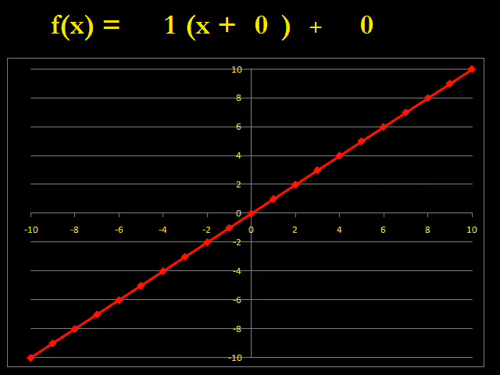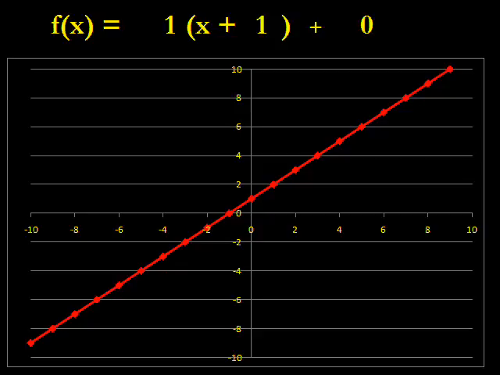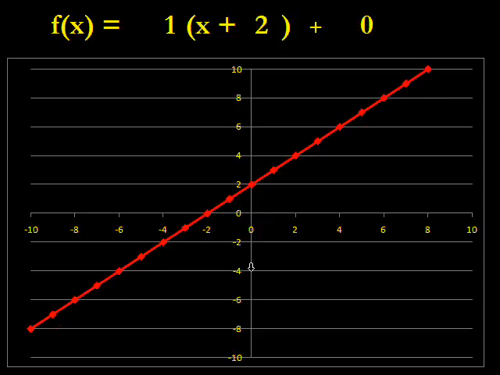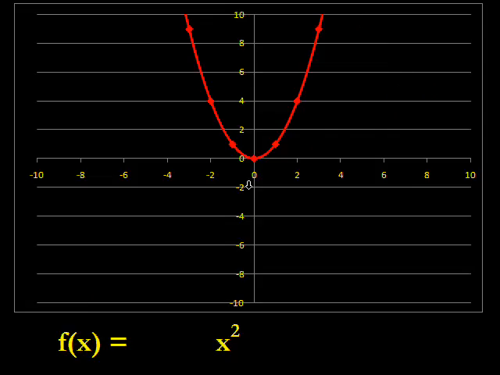So let me show you. If I go by 1, it goes 1 to the left. If I go 2, it goes 2 to the left. Now, it kind of looks like it's going up, but it's not. Now let me show you in the next graph, the x squared graph, how you can see this better.